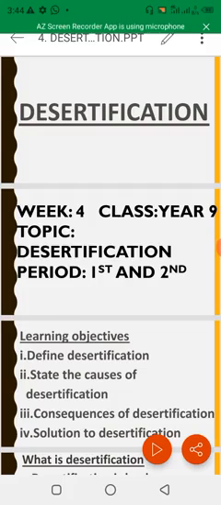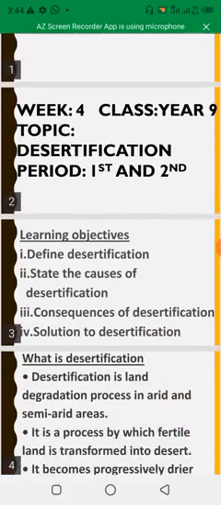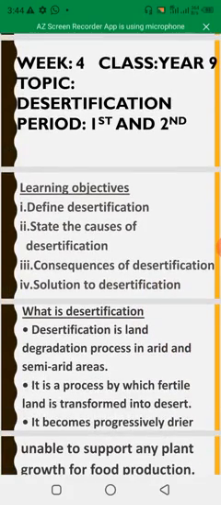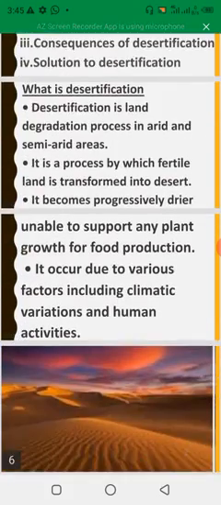Today, we are going into a topic known as desertification. The learning objectives are: number one, define desertification. Number two, state the causes of desertification. Number three, state the consequences of desertification. Number four, solutions to desertification.